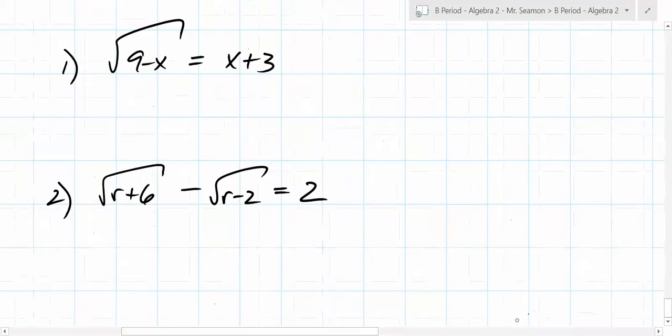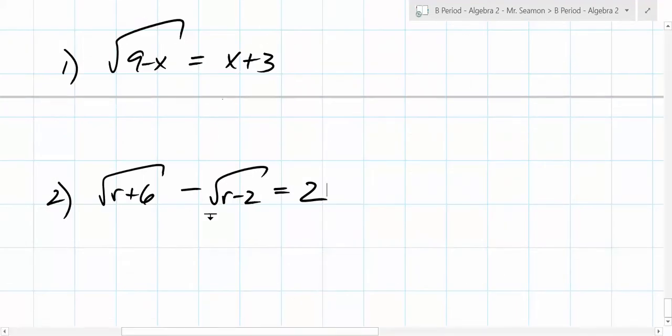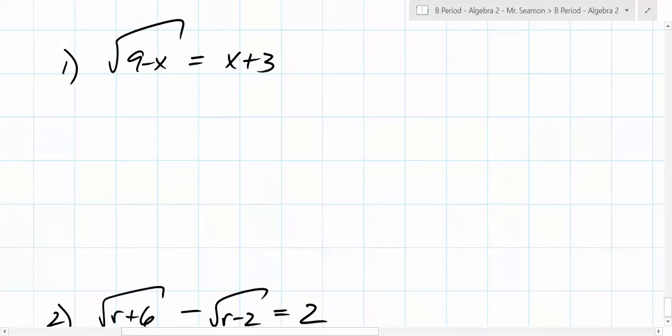Is that how long we do? Let's do both. We'll do both. What do you do first here? Square. Yeah, 9 minus x is equal to x squared plus 6x plus 9. Are you okay with that? Yeah. You have to set it equal to what?